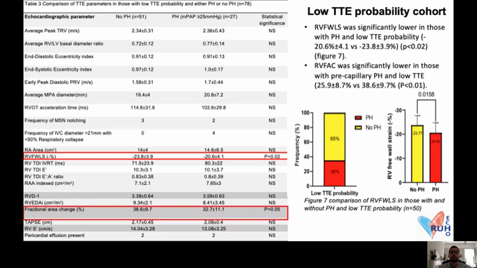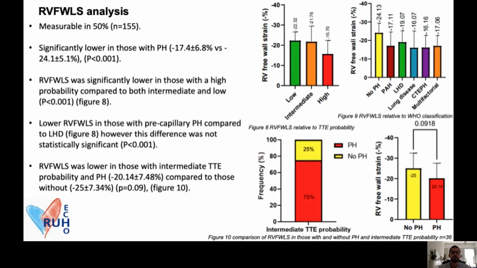RV fractional area change was also lower in those with pH and statistically significantly lower in those with precapillary pH, 25.9 plus or minus 8.7% versus 38.6 plus or minus 9.7%, p less than 0.01. Moreover, those with pH also tended to have prolonged isovolumetric relaxation times, but this difference did not reach statistical significance.